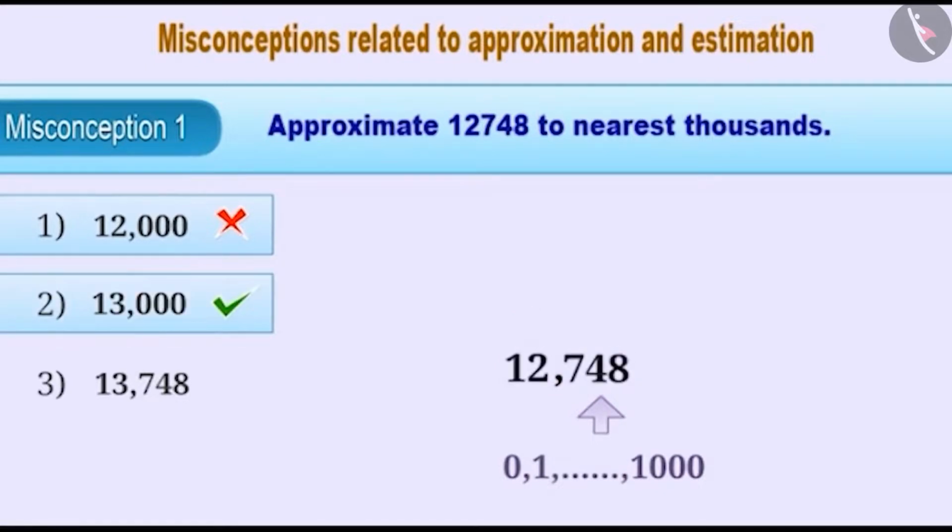Here, another mistake is very common. Sometimes we nullify the last 3 digits but forget to increase the value of thousands place by 1. Similarly, sometimes we add 1 to thousands place but forget to nullify last 3 digits.